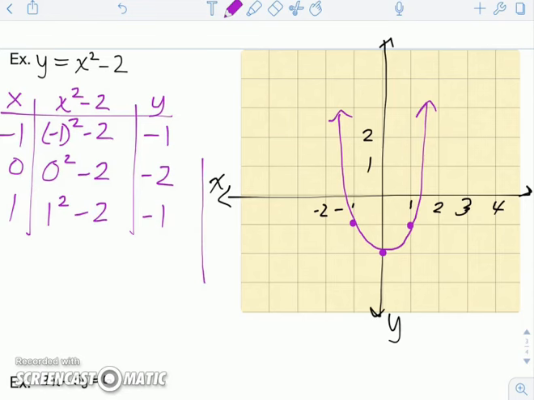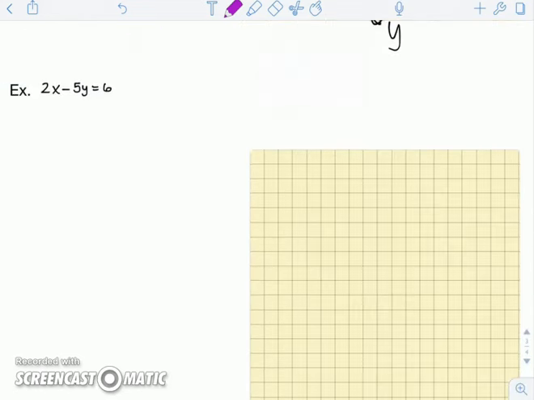In my last example here, 2x minus 5y is equal to 6. I need to get y by itself, create an xy chart, plot my points, and then I'm going to look at connecting them. So just by looking at this, I know it's going to be a line because my exponent on my x is a 1. This is a linear equation. Instead of moving the x to the other side, here I'm going to move the y because the y is negative. So I'm going to try and get a positive y. So I'll have 2x is equal to 5y plus 6.